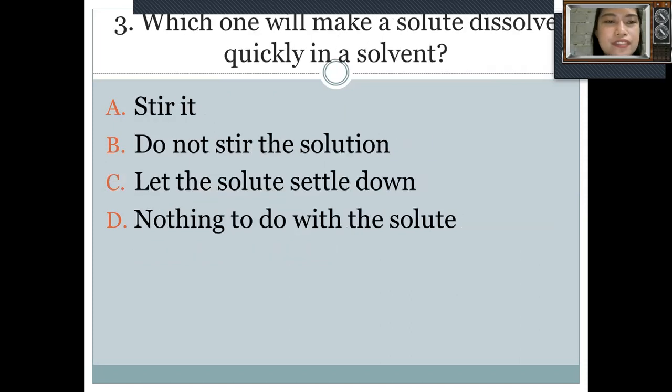Third item, which one will make a solute dissolve quickly in a solvent? This is an easy item, I guess. Choices are A, stir it, B, do not stir the solution, C, let the solute settle down, D, nothing to do with the solute. In 5, 4, 3, 2, 1. If your answer is stir it, then you got it right.